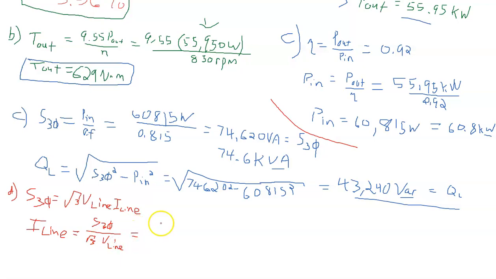And so for that, we have then 74,620 voltamps divided by root 3, and our line voltage, which was given as 440 volts. And so that results in a line current of 97.9 amps.